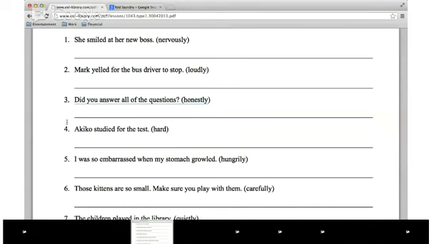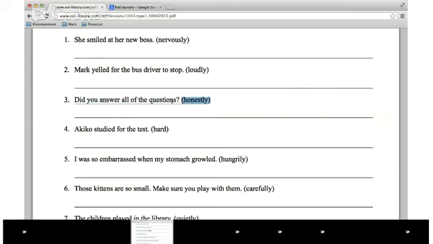Did you answer all of the questions? No, I need for you to read number 3 and tell me where we are going to place honestly. Did you answer honestly all of the questions? Okay, now this is a tricky one. Honestly will almost always go right after the direct object. So we would need to say, did you answer all of the questions honestly?